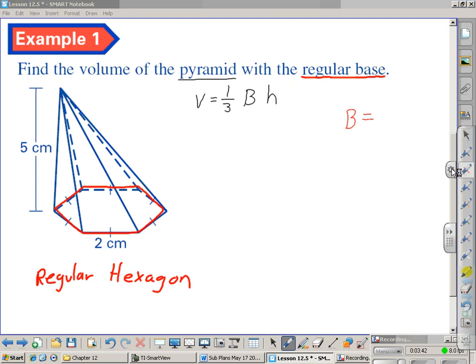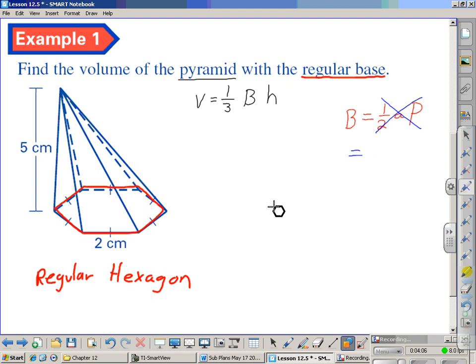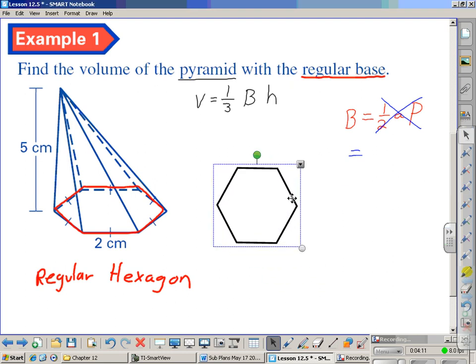Now, area of a regular hexagon, we could use 1/2 the apothem times the perimeter. The perimeter would be easy to find, but the apothem would be a little more difficult. So one thing we could do instead of 1/2 the apothem times the perimeter is treat this base as 6 equilateral triangles. And we've talked about this before. So I'm going to bring up a hexagon here, make it a little bit bigger maybe. And so this is what the base looks like. So if you're looking at just the, let's say, bottom of this pyramid, it would look just like this hexagon.